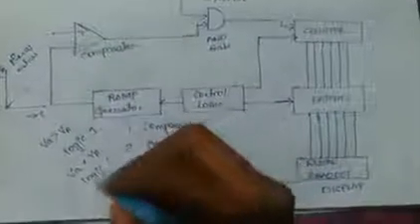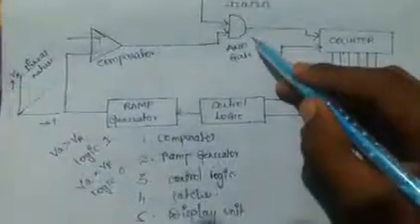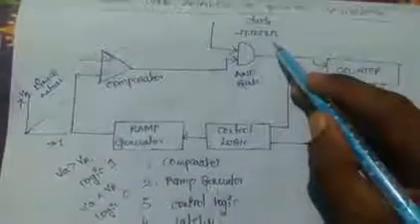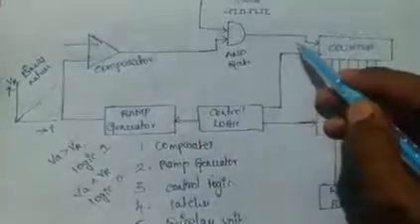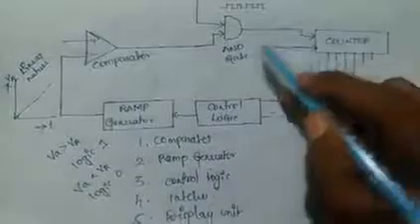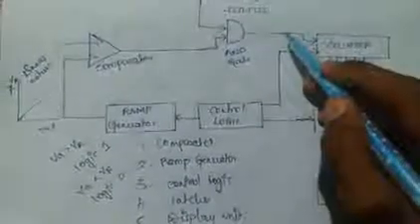The output of the comparator is connected to an AND gate, and another input of the AND gate is from the clock pulse. If the clock is low, the output of the AND gate is 0. If the clock pulse is high, the output is 1.